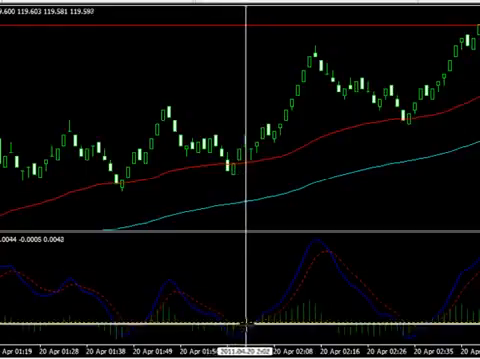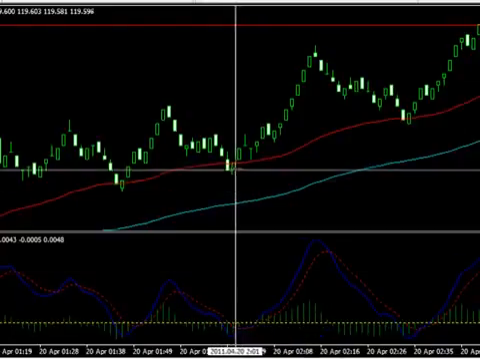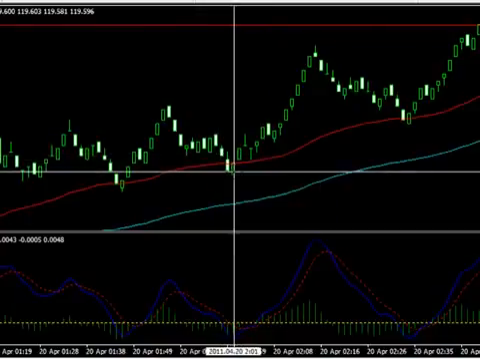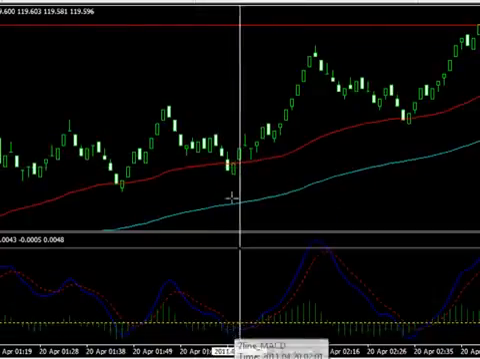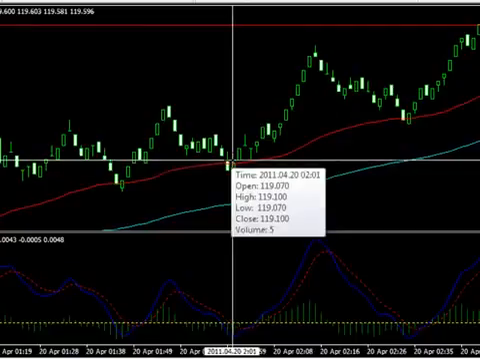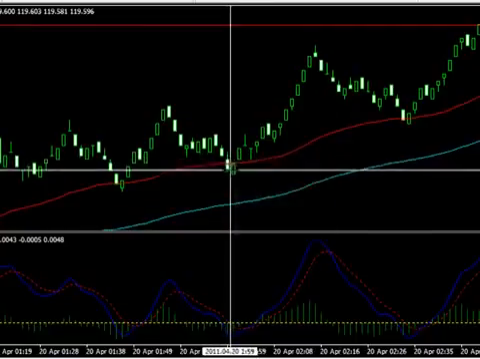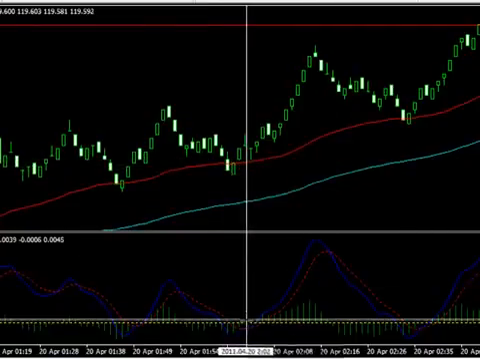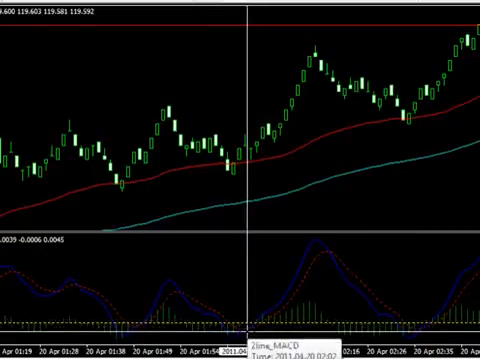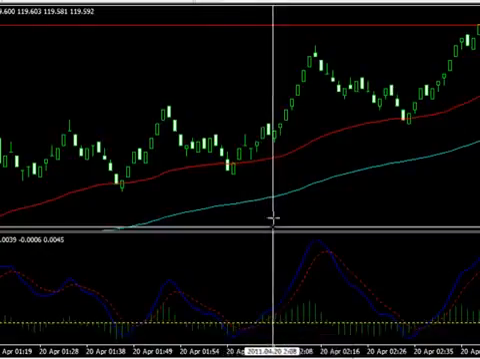And again, another setup shortly after that. Comes down into the 50, bounces off, we get a cross. These two things have to happen at the same time. So we've got it comes into the 50, great. And then we look to the MACD. Is it below the zero line? Yes. Has it crossed? Yes. Now we can go long.